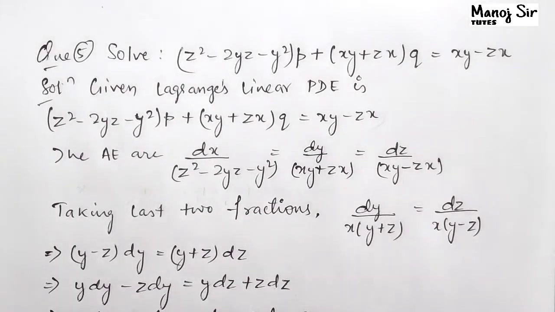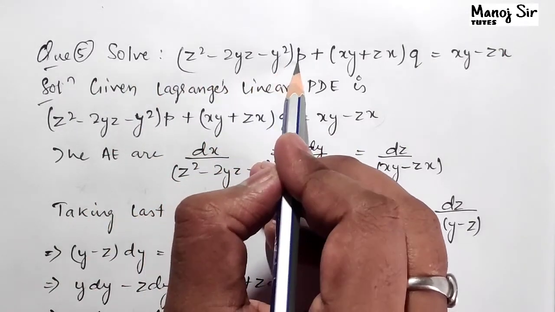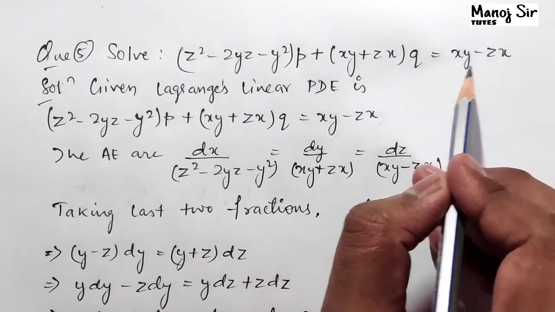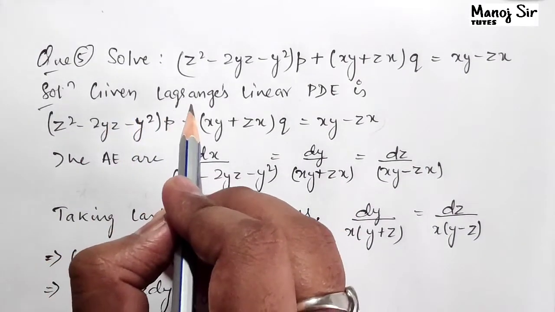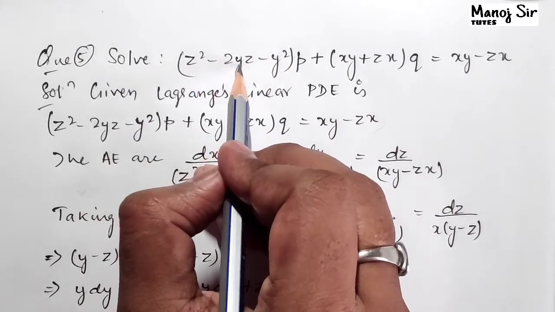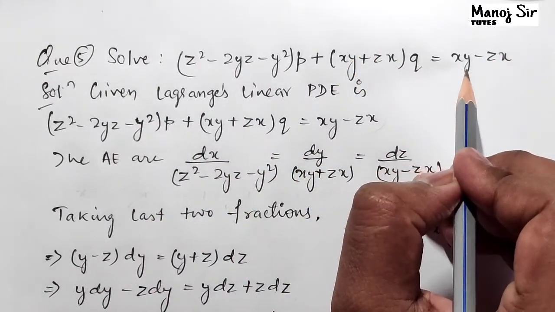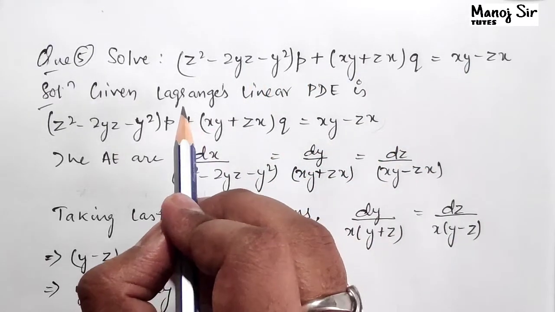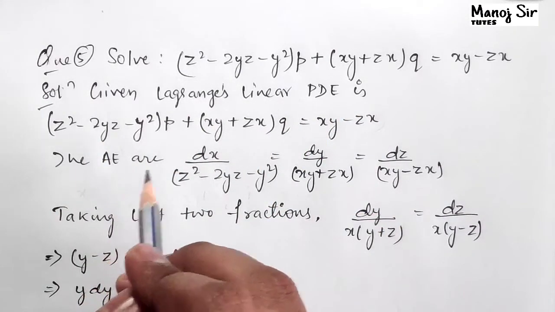So let us start solving with the fifth problem, that is: solve (z square minus 2yz minus y square) into p plus (xy plus zx) into q equals xy minus zx. We are having this problem, so we need to solve this. Given Lagrange's linear partial differential equation is this equation, because if we take this as capital P, which is a function of x, y and z, this as capital Q and this as capital R, you can see this is of the format Pp plus Qq equals R, which is nothing but Lagrange's linear partial differential equation.